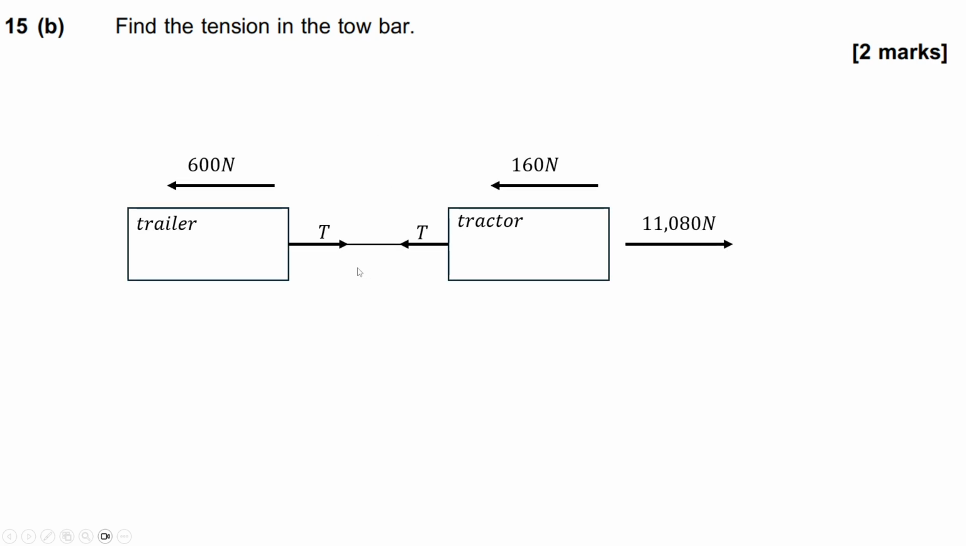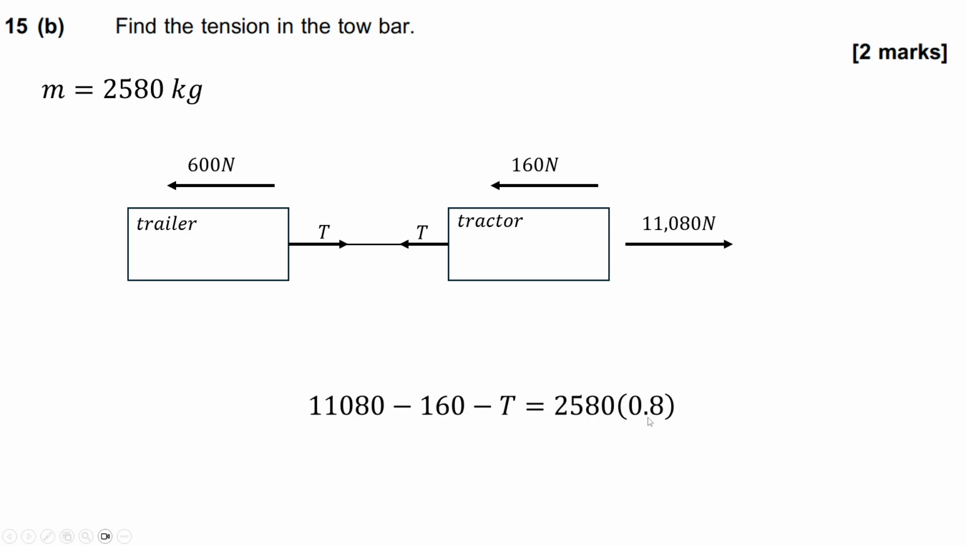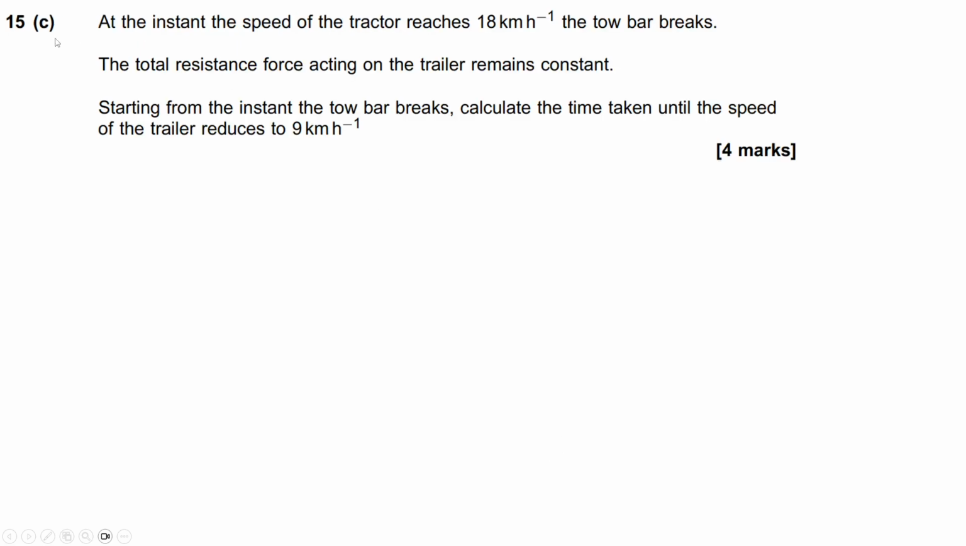Find the tension in the tow bar. M is 2580, so we'll just resolve forces just on one of these maybe. You could use this one, or you could use... no, don't use that one. Yeah, just use this one. So you do this, take away that, equals mass times acceleration, so this time is by 0.8. Just rearrange for t to get 8856.